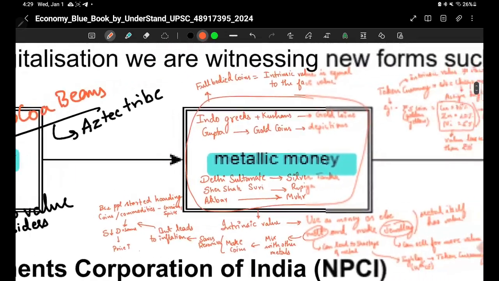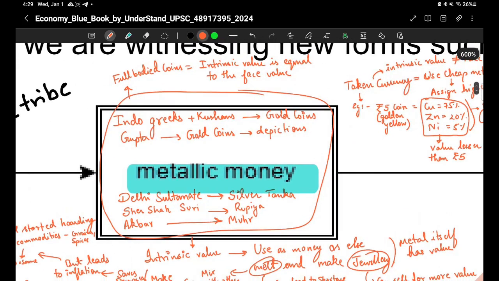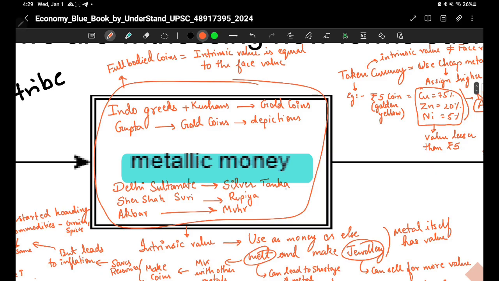That's why, over the course of time, they had to move to metallic money. Now, metallic money we see with the Indo-Greeks and Kushans in history. They issued gold coins for the first time. Then the Guptas also issued spectacular gold coins, which had depictions of kings, various musical instruments, boats and all that. Then the Delhi Sultanate started issuing silver coins because of the gold shortage. The silver Tanka, it was called. Then Sher Shah Suri introduced the rupiah, also a silver coin. Akbar introduced more, all silver coins.